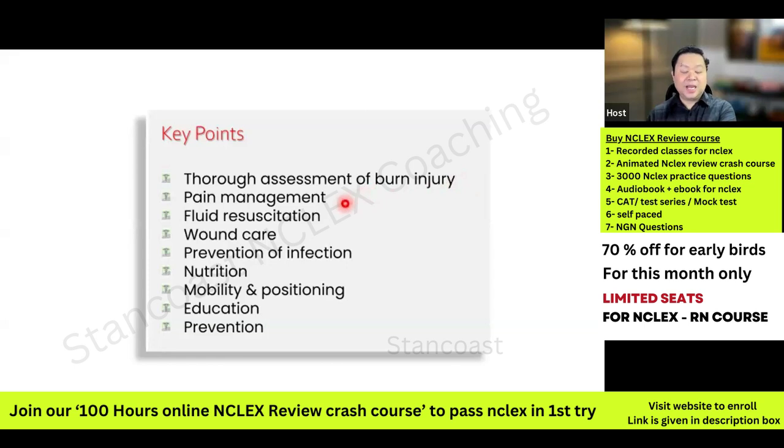Now, another is the pain management. Please recall about the different modalities. It could be with the use of oral or the IV analgesics. Make sure that we are properly assessing and evaluating our patient before the administration and after the administration of the medication. Another is fluid resuscitation.